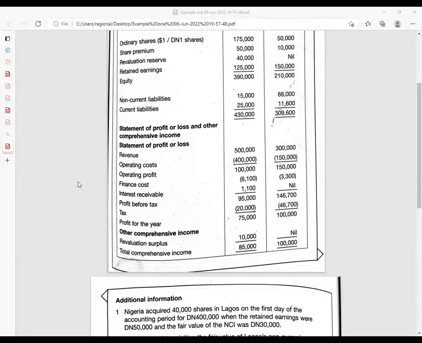Under other comprehensive income, I have revaluation surplus. And I'll be bringing here the group exchange gain. Very important, the group exchange gain, for me to be able to get what we call the total comprehensive income.